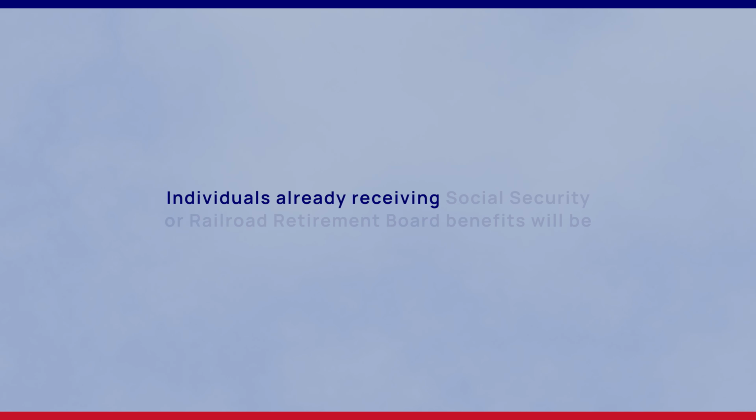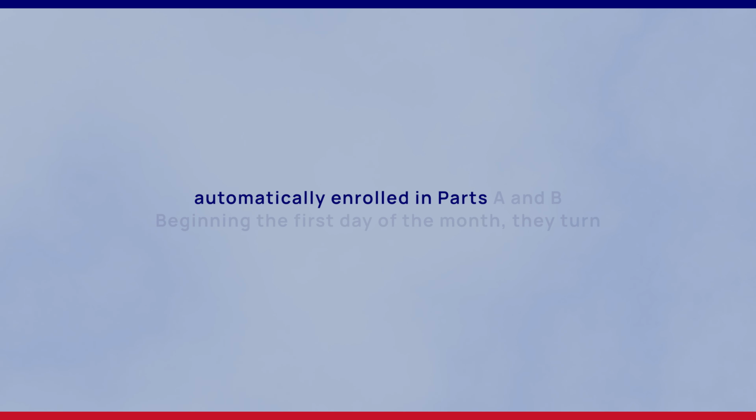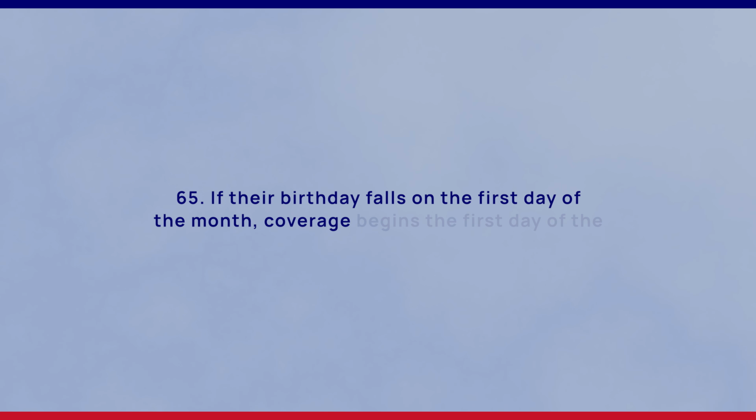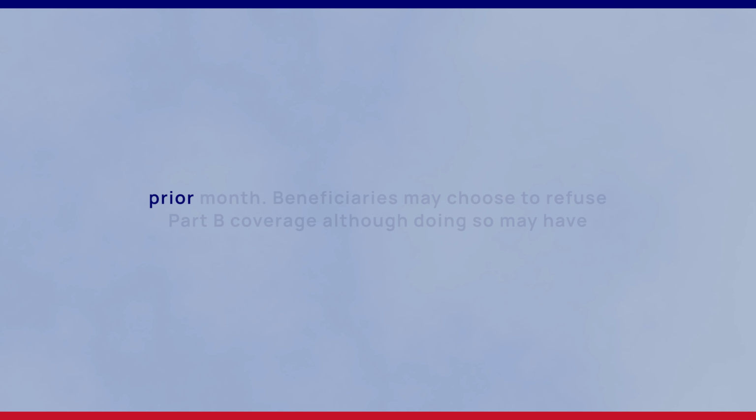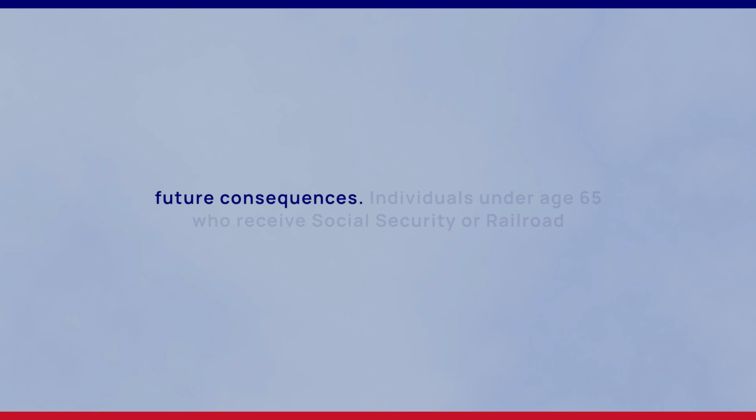Individuals already receiving Social Security or Railroad Retirement Board benefits will be automatically enrolled in Parts A and B beginning the first day of the month they turn 65. If their birthday falls on the first day of the month, coverage begins the first day of the prior month. Beneficiaries may choose to refuse Part B coverage, although doing so may have future consequences.